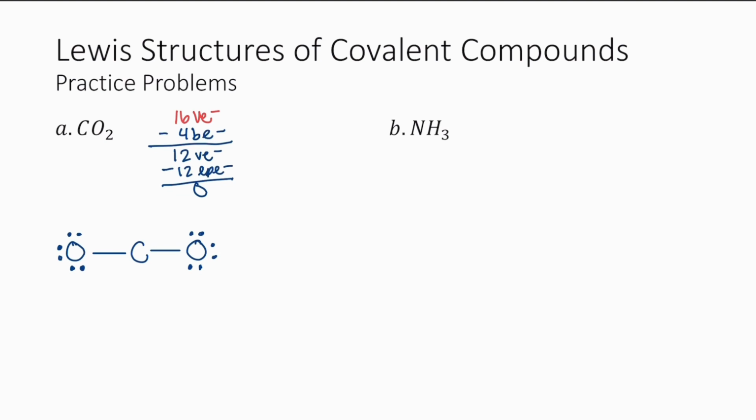Now I need to check my octets. I notice with my oxygens, I have a total of 8 electrons around each of my oxygen. Now, if we look at our carbon, I only have 4 electrons. So now we have to form our double or triple bonds. Doing that means we're going to take these 2 electrons and put them into a bond. So we can form a double bond between oxygen and carbon.